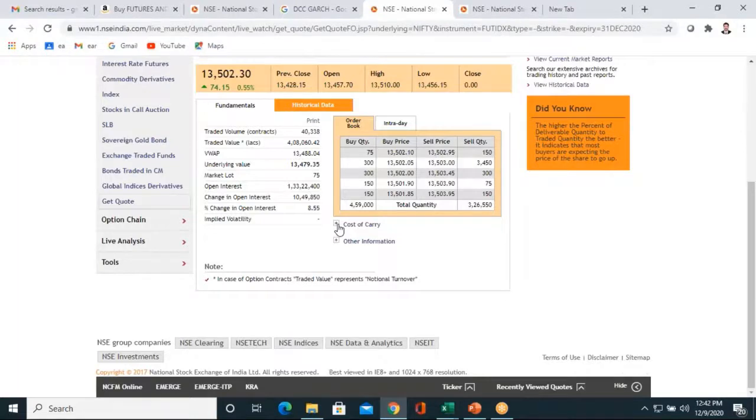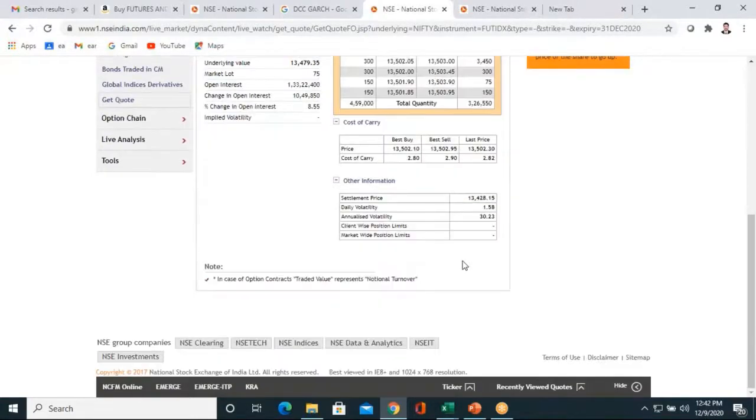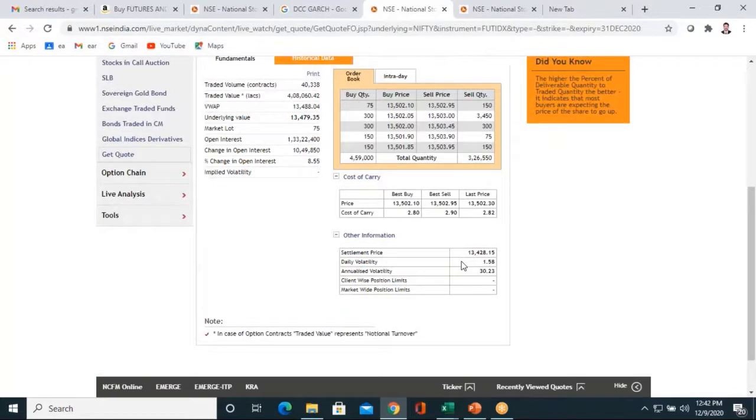See, the cost of carry: you can see it here. You can also get the cost of carry for this particular buy and sell price. What are the cost of carry costs? You will get it here. And MCX is the right platform for commodity derivatives.